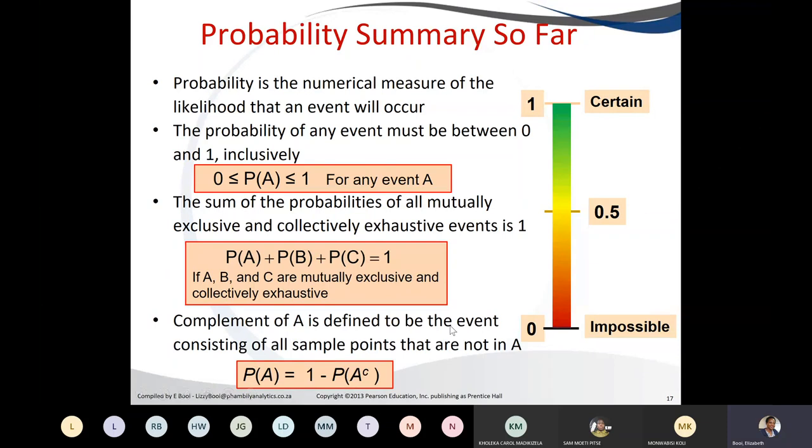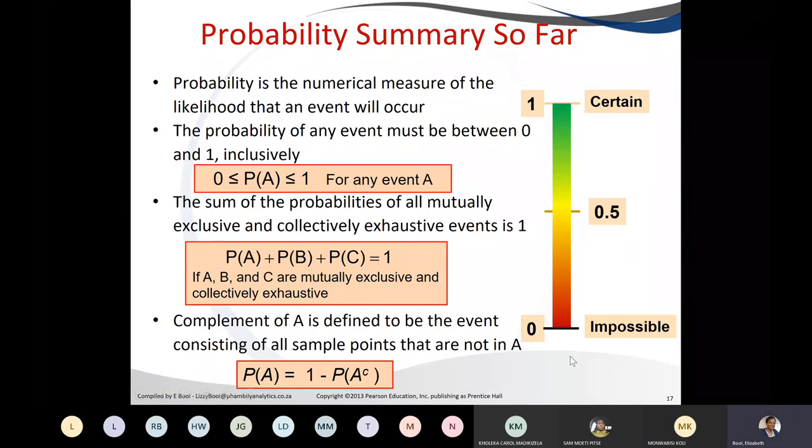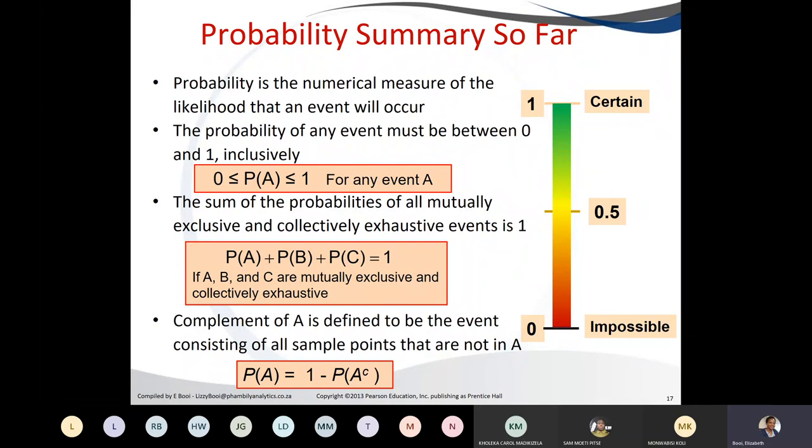A complement event, we also learned, is an event consisting of all sample space points that are not in another event. So if I need to find the complement of A, it means I need to find all other events that are part of the sample space, but they do not form part of A. So the probability of A, I can find by taking 1 minus the probability of its complement. What do I mean?